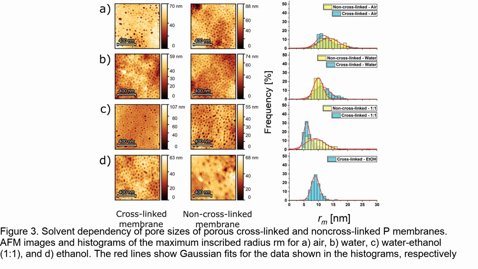The cross-linked membranes exhibit smaller pore sizes in all solvents compared to the non-cross-linked membranes. These findings demonstrate the stabilizing effect of UV cross-linking on the porous structures of the membranes, leading to increased swelling resistance. The pore sizes determined from the AFM images are summarized in Table 3.